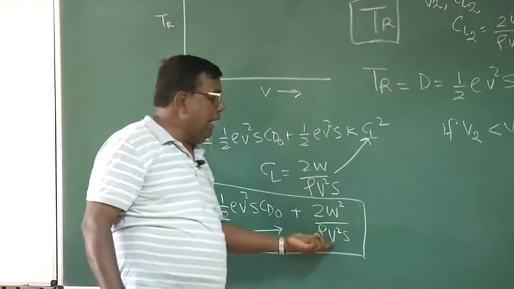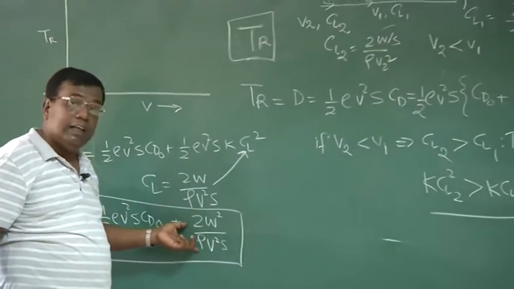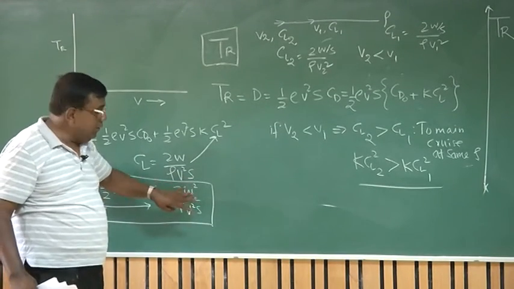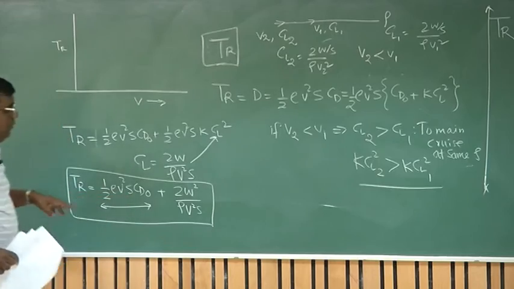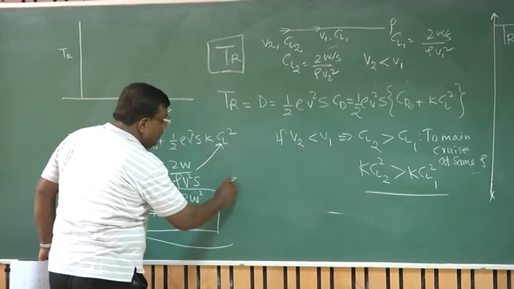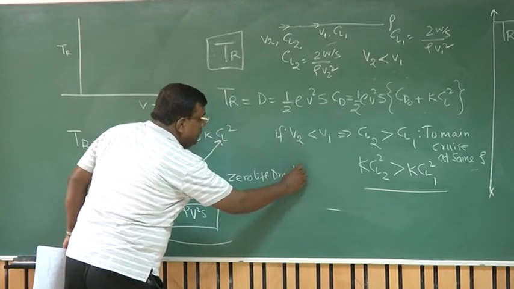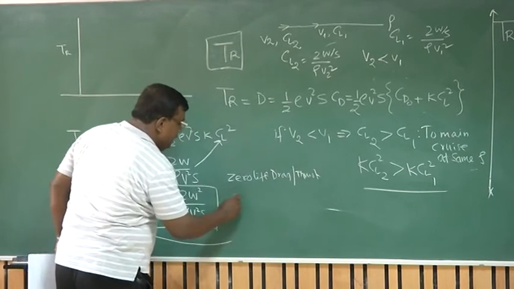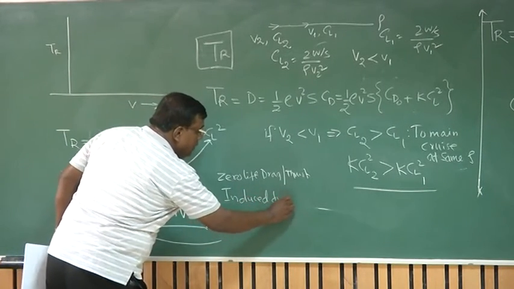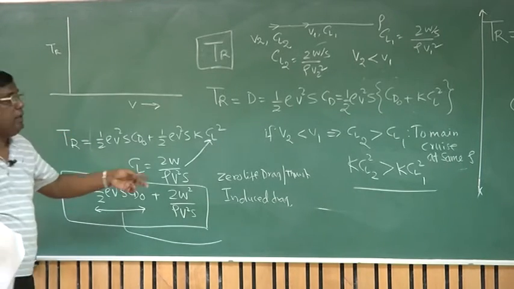However, the second term, as V is increased, this term goes down, which by physics you understand, as I am increasing the speed, this term, which is basically induced drag, will go on reducing. So it is consistent with whatever physical understanding we have, and we refer to the first term as zero lift drag or thrust, and the second one is induced drag. Induced means who has induced this drag? This is lift-induced drag, because it is coming from CL.